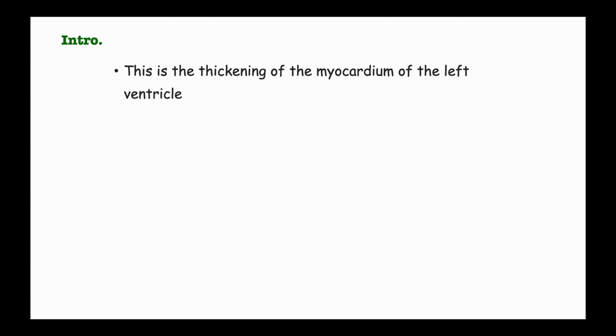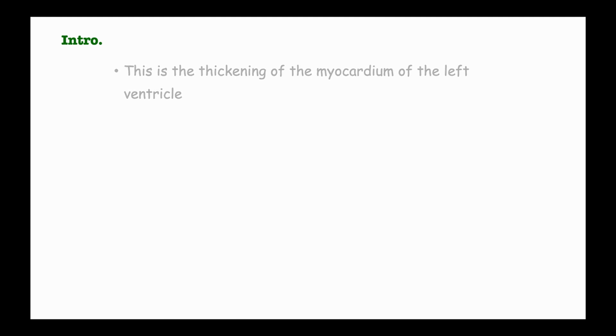Today's presentation is on left ventricular hypertrophy. Today we shall look at how to diagnose it using ECG as well as some echocardiographic changes that we may find in this condition. And so when we say left ventricular hypertrophy, we mean the thickening of the myocardium of the left ventricle of the heart. Or we can say the enlargement and thickening of the main pumping chamber of the heart.